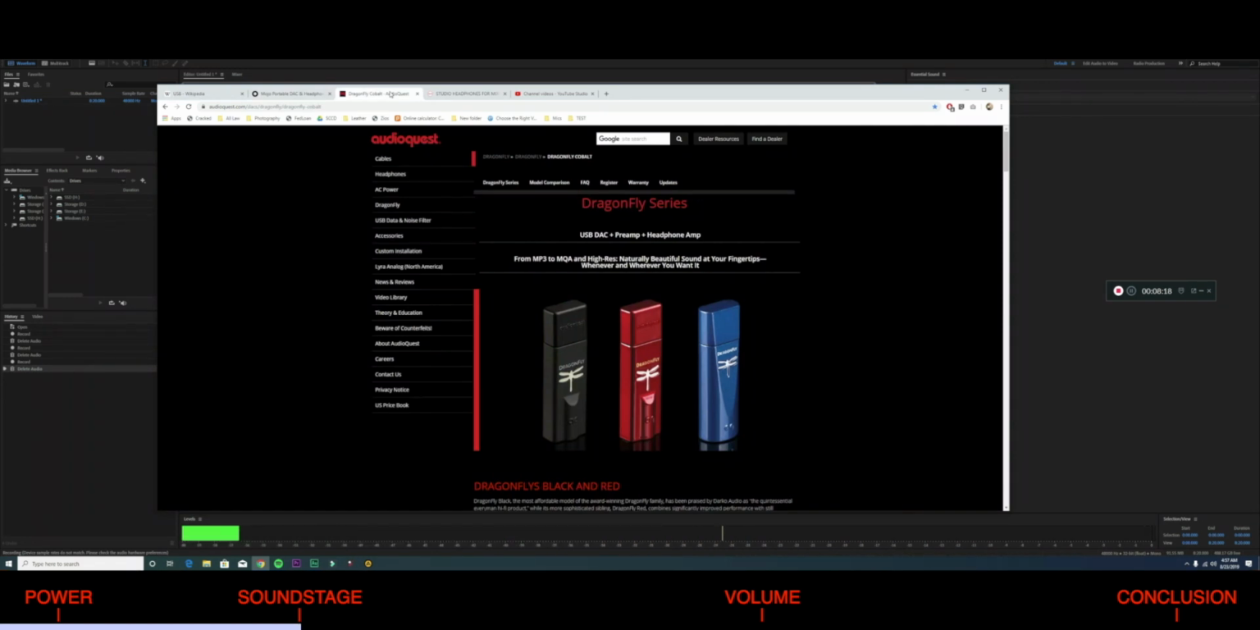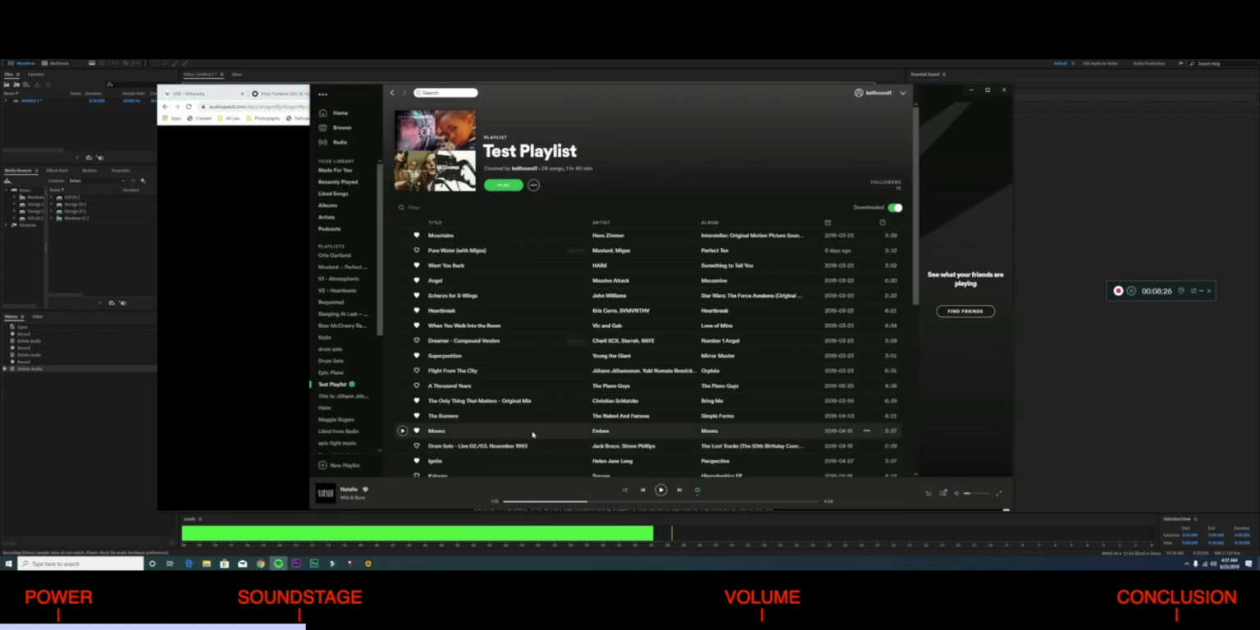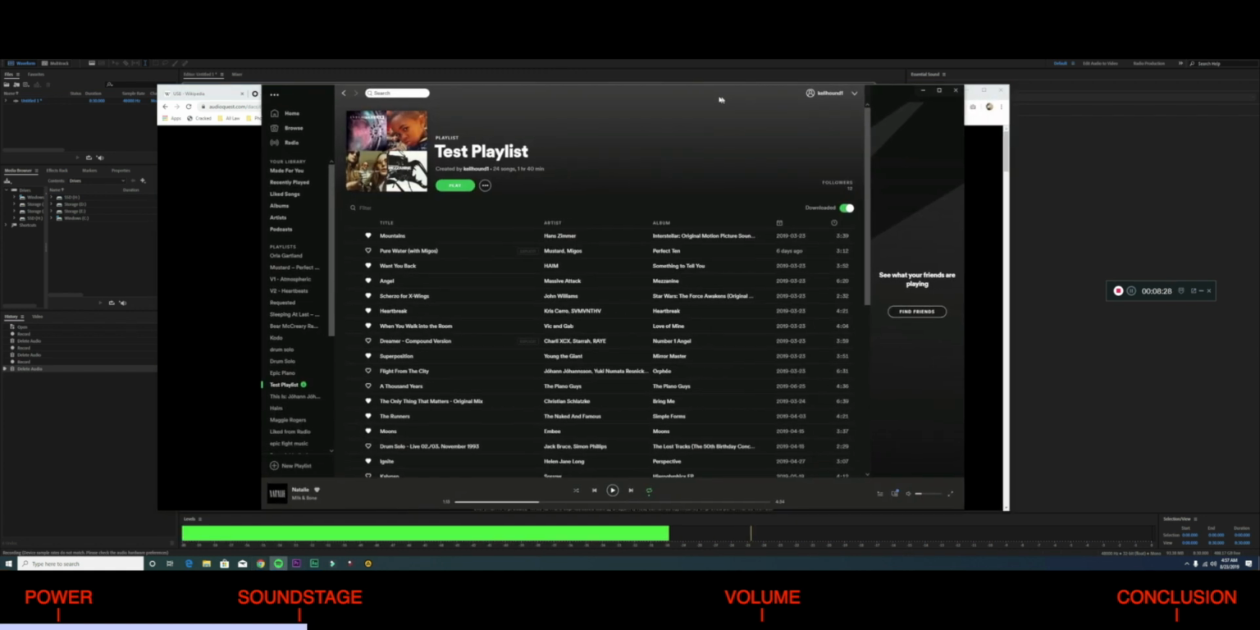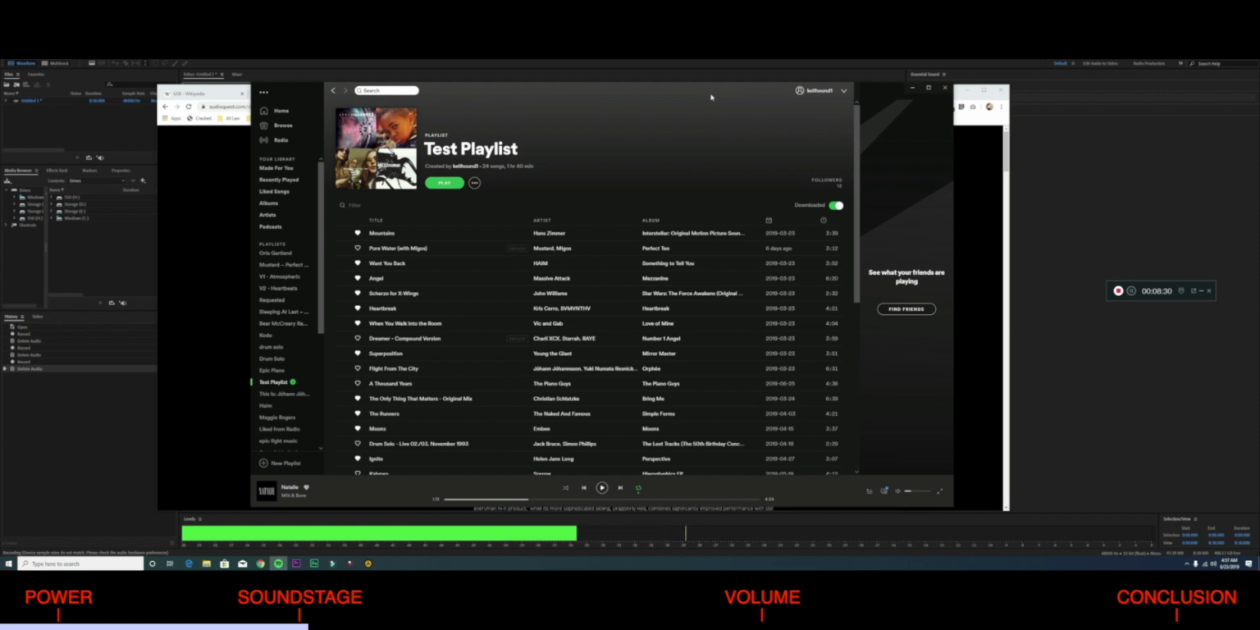Let's move on to the Soundstage. Now, the Soundstage is a hard thing to talk about because Soundstage between DACs is not as easily discernible as Soundstage differences between headphones, because there's going to be a greater variance with headphones than there is going to be with DACs, generally speaking. But let's try to figure out if there is greater Soundstage in one device or another, if at all possible.